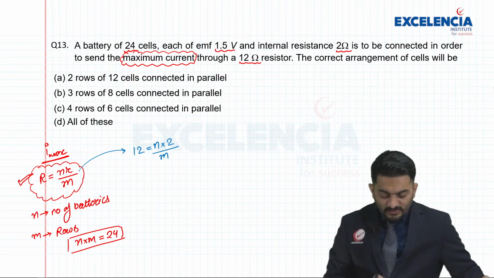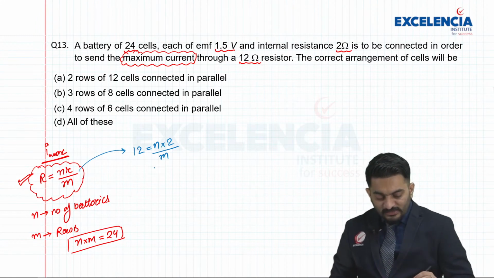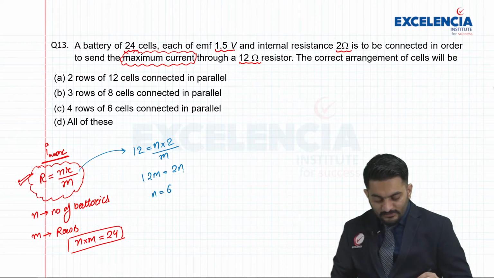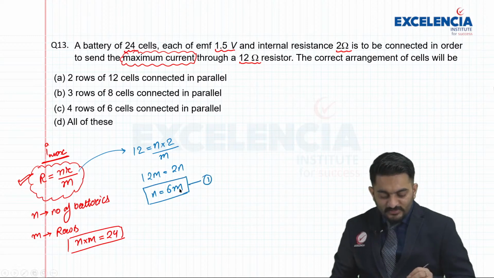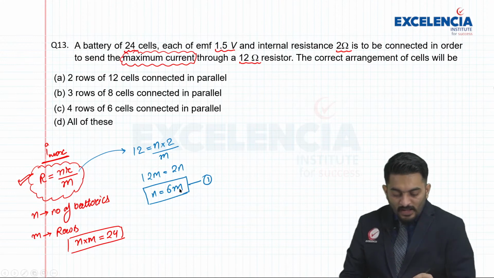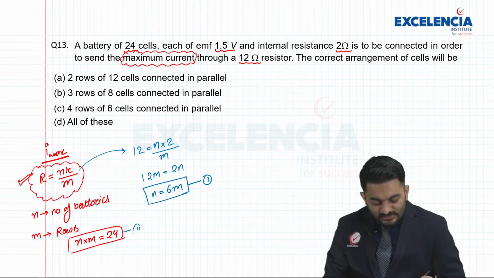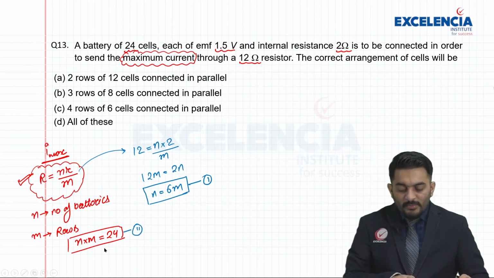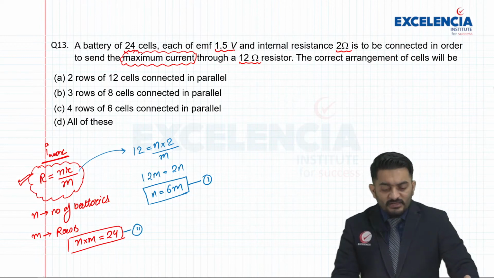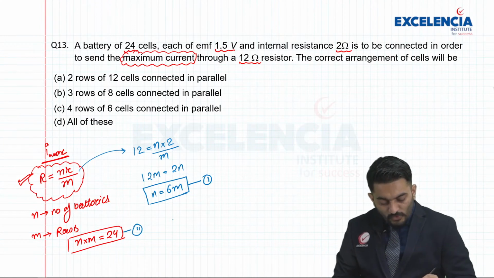So I am just simply figuring out what relation I can give between n and m. For that, I can say that 12m equals 2n, so basically n equals 6m, which I can say is my first equation. I already know this other equation, let's name it as second, because by using these two equations, I can actually calculate the value of m.